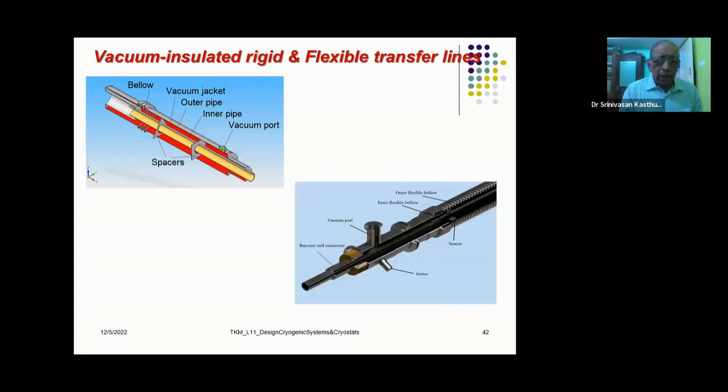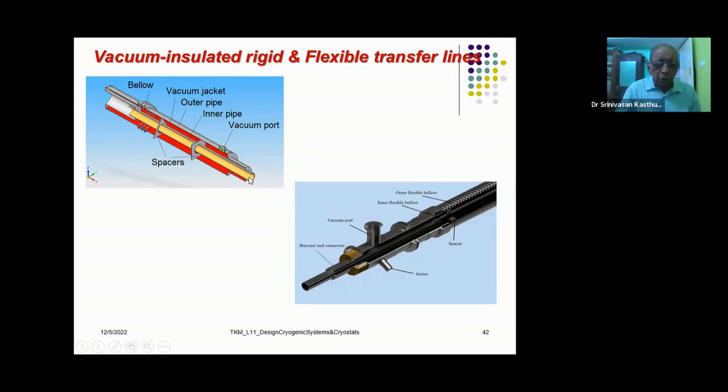Vacuum insulated rigid and flexible transfer lines are shown in this photograph. You can see here the inner line is a rigid line and the outer line is also a rigid line. The outer line uses a small bellow to make sure that thermal contraction is taken care of. And there are spacers of different geometrical shapes which are mounted in between the inner and outer line.